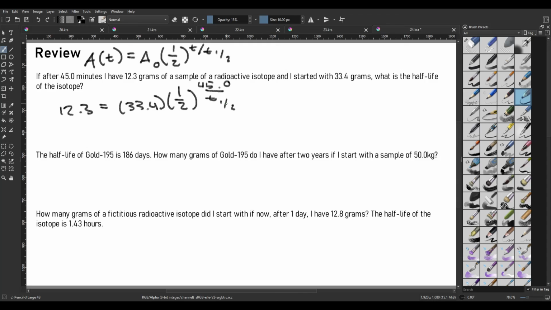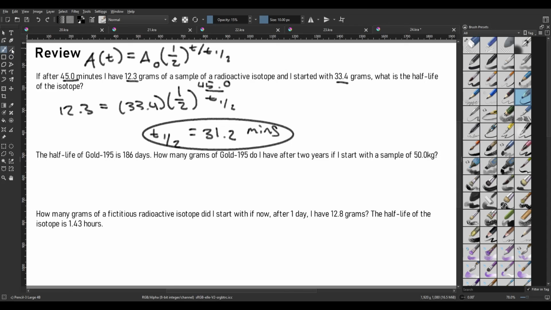If we solve for this, we're going to see that the half-life is equal, how many sig figs? We have 3, 3, and 3, so we have 3 sig figs here. So we're going to do 31.2 minutes as our half-life. So our answer for the first question is 31.2 minutes.